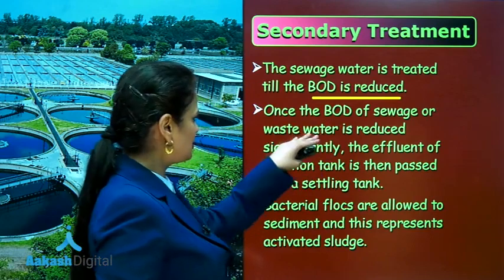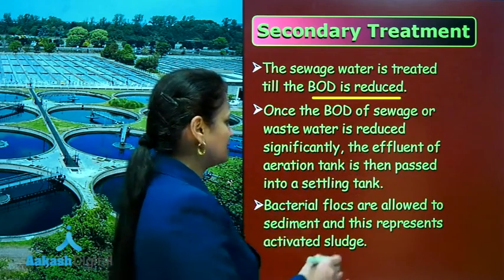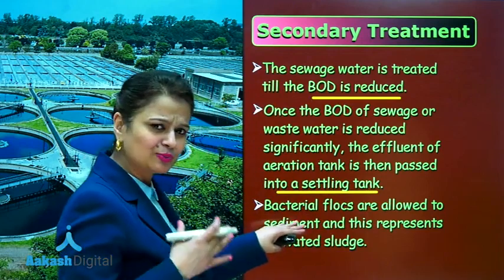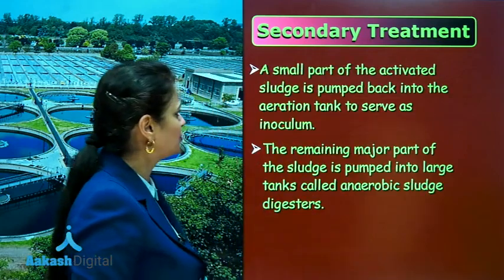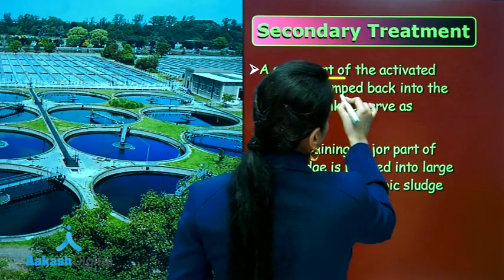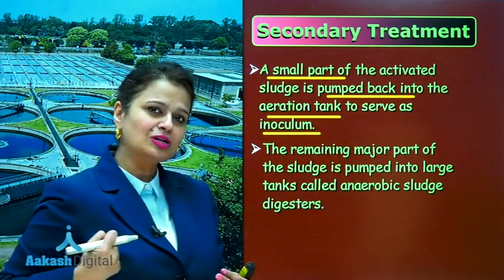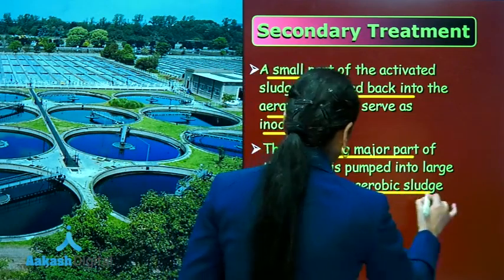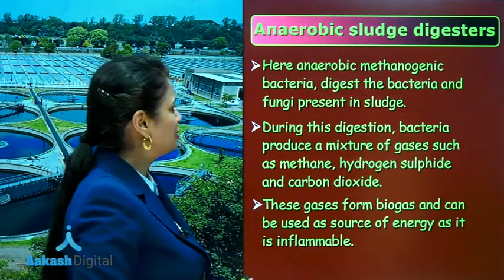Once the BOD of sewage or wastewater is reduced significantly, the effluent of the aeration tank is then passed into the secondary settling tank. Bacterial flocks, because they are heavy, settle down and represent activated sludge. Just now I told you that a small part of activated sludge is pumped back into the aeration tank, where it works like an inoculum to again start the process of digestion, and the remaining major part of sludge is transferred to the anaerobic sludge digester. Now, what is the anaerobic sludge digester going to do?